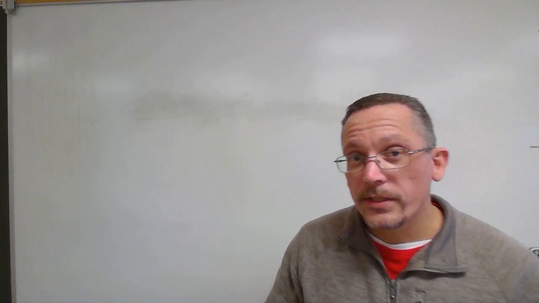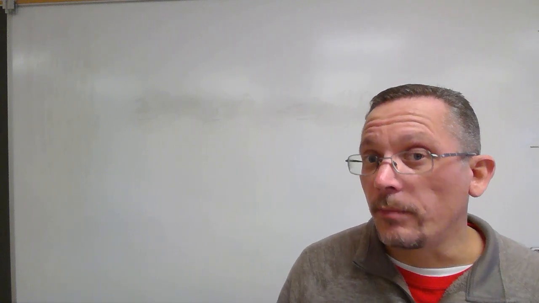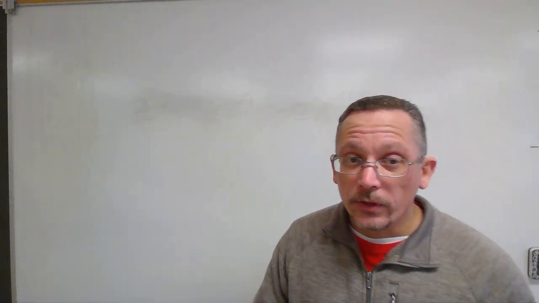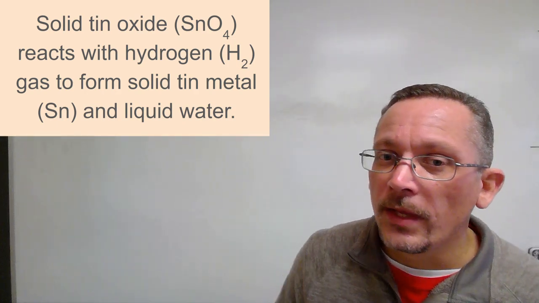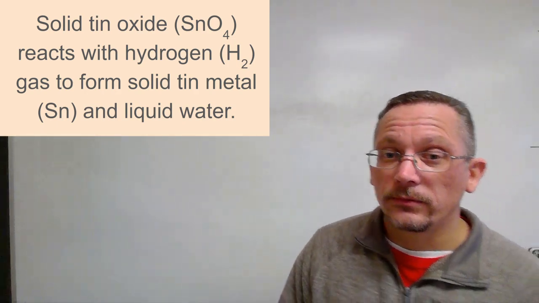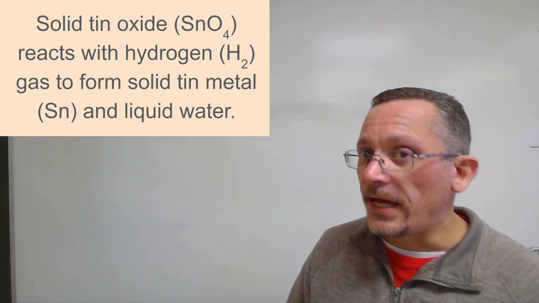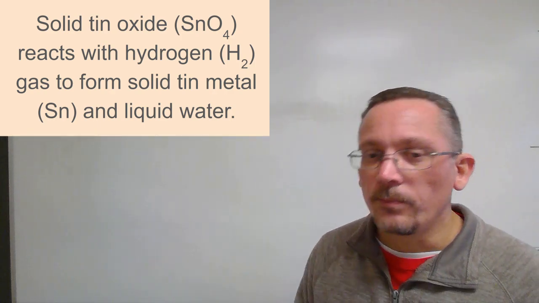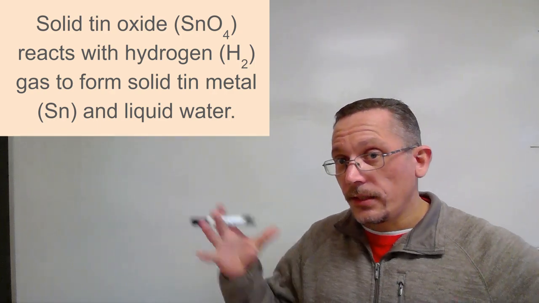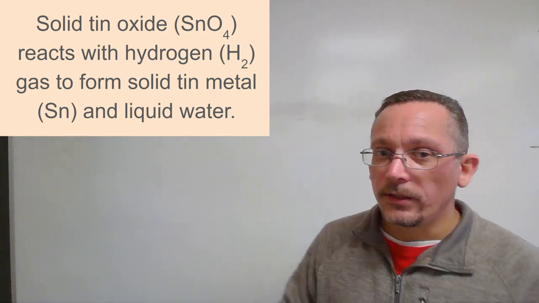Okay, I got one more example here that I want to look at. This one gives us a sentence and asks us to write a balanced chemical equation from it. So if you look at it, it says solid tin oxide, which is SnO4, reacts with hydrogen gas, which is H2, to form solid tin metal, which is Sn, and liquid water, which we all know is H2O. So I'm going to start by writing the chemical equation not balanced, and then we'll balance the equation.